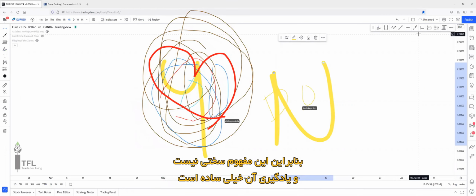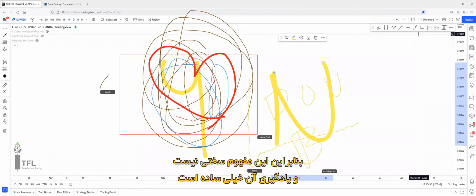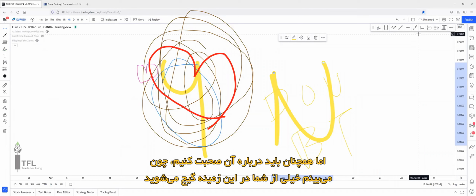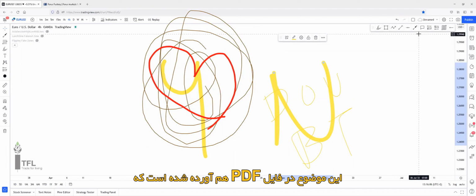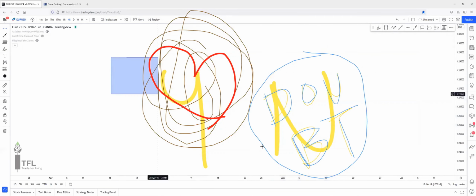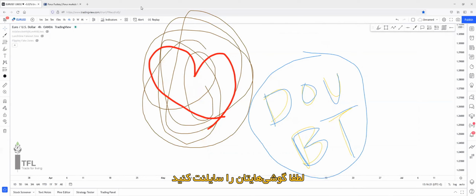So this isn't a strong, hard concept, right? This is really, really easy to use and learn. But we still have to talk about this because I saw that lots of you guys are confused about this. It is mentioned in the PDF too, that the change of character is best to use when it breaks through two or several opposite side zones, high points, or low points. So this is a really easy concept to use.